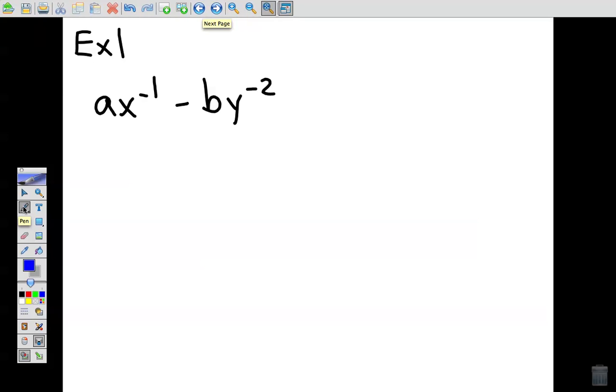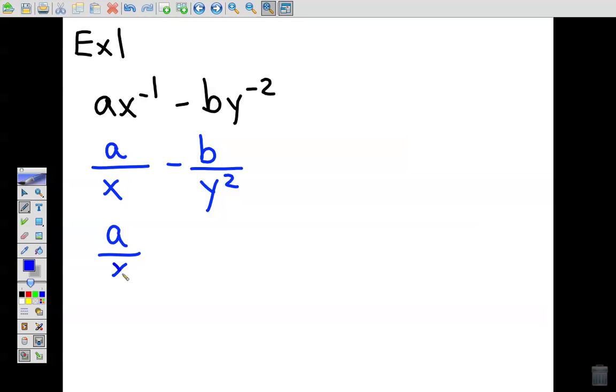So I'm going to rewrite this problem. So I have a, I'm going to drop the x to the negative 1 down, and it becomes x to the first, minus b over y squared. Now, it becomes a problem like we had in our first sample. So I'm going to write this problem vertically, up and down, and we're going to find a common denominator. And our common denominator is going to be our least common multiple. Well, remember, this is different from greatest common factor.